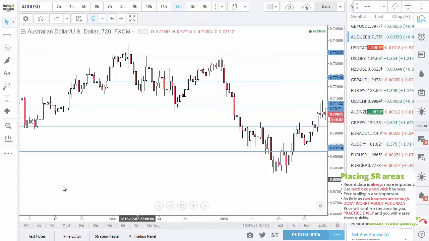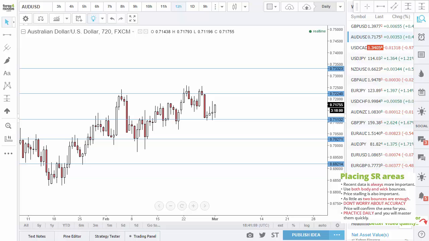What happens if I'm wrong with this support resistance area? And this is the thing, the point I want to try to get across more than anything today. What happens if I'm wrong about this support resistance area? A lot of people freak out and they want to get their support resistance areas right. They want to get them perfect. But what happens if I'm wrong? Then price is probably just going to come down and move straight through that area as if it doesn't exist.